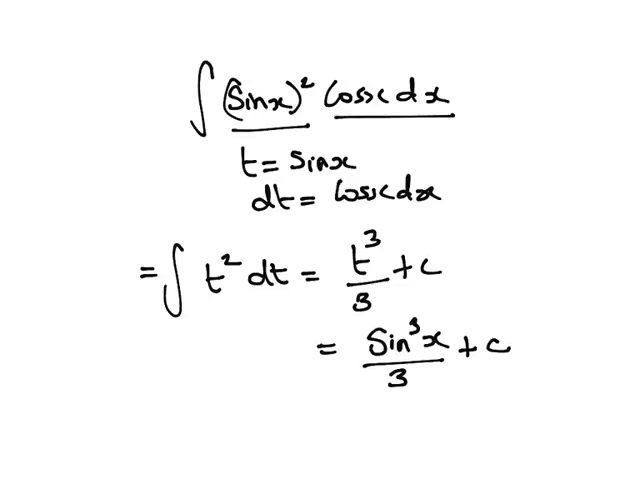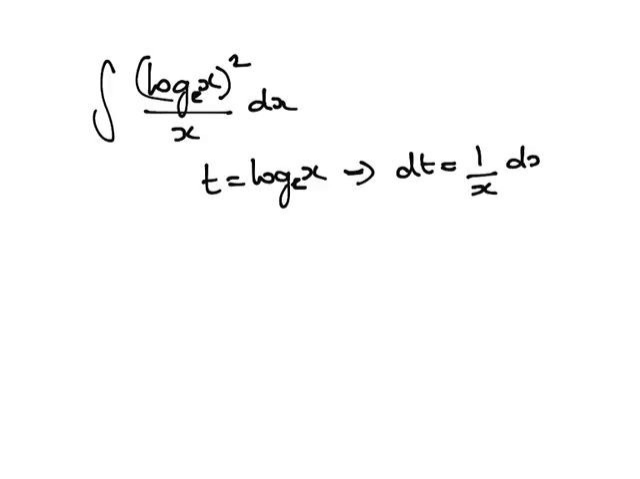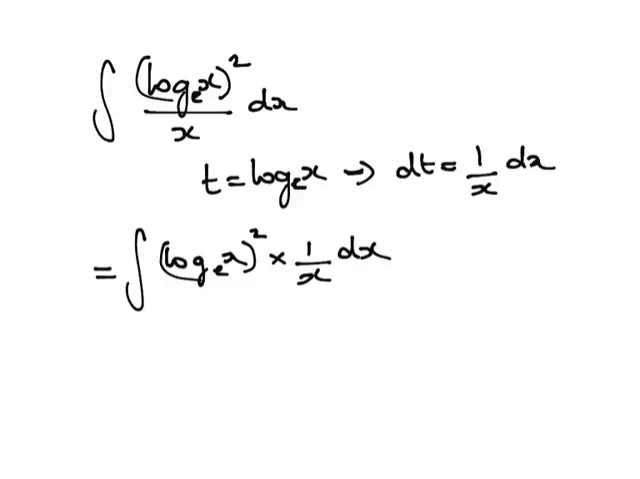So let us look at another problem now. Integral of log x squared by x dx. So in this particular problem, I am going to take t as log x. In fact, it's log x to the base e. So dt will be 1 by x dx. So I can rewrite the integrand as log x to the base e squared into 1 by x dx.